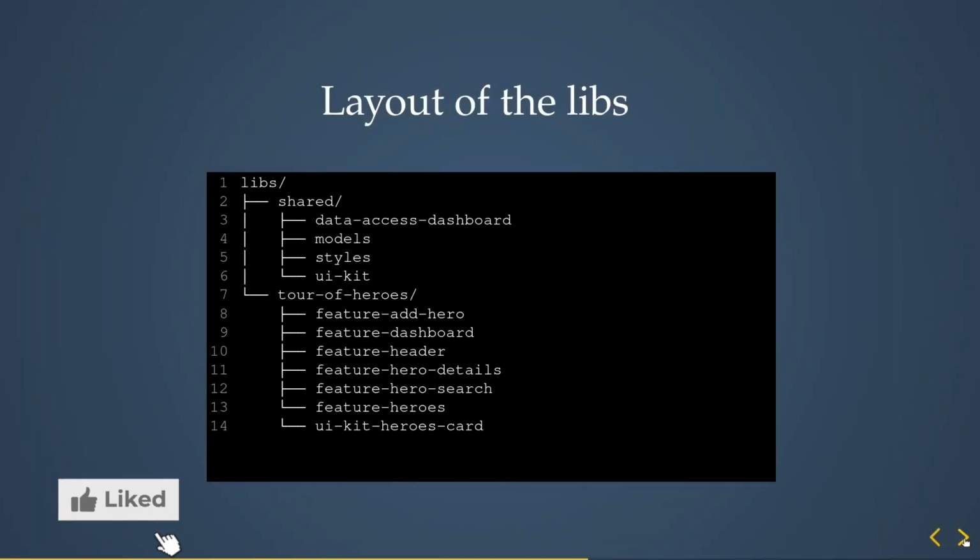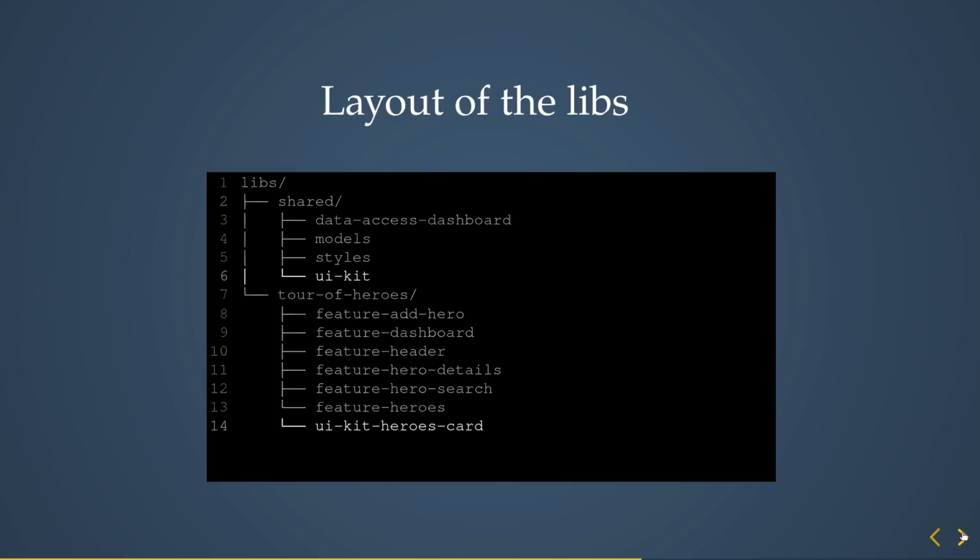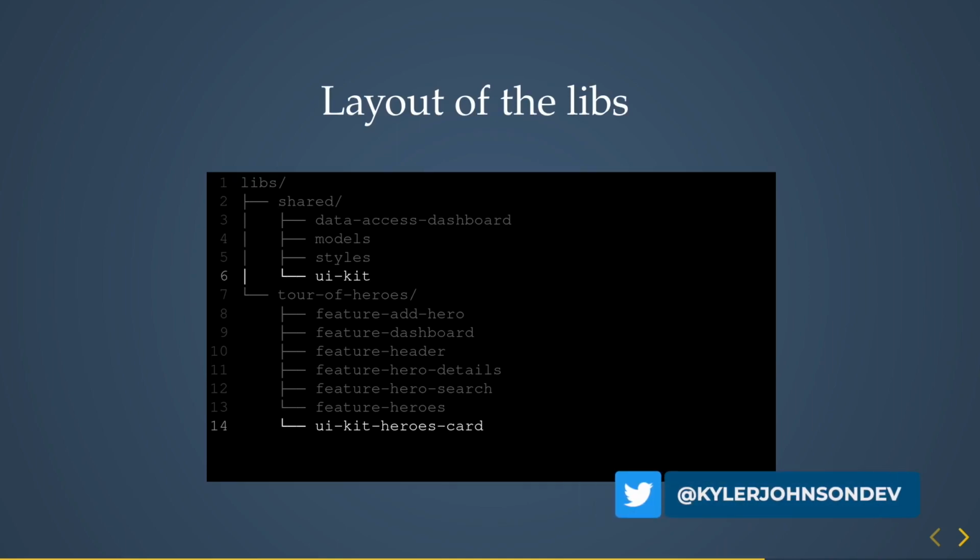Now that you've seen the application, you have a little bit of context as far as what we're working with. Let's take a look at our monorepo structure. Here, we're going to be talking about two libraries in particular: the UIKit library in the shared directory and the UIKit Heroes card library in the Tour of Heroes directory. When we configure Storybook for our monorepo, we want it to look for stories inside of these libraries because they contain the components we want to develop in isolation and test visually.